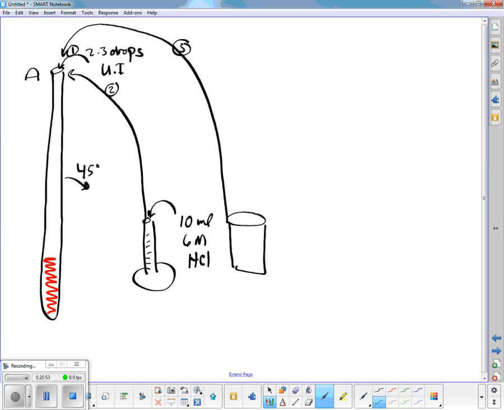You're going to get a strip of magnesium ribbon from me. You're going to weigh it, so I'm going to put it on a scale right here and we're going to weigh it. Once you've got it weighed, you're going to roll that into a spiral. So the magnesium ribbon, just roll it into a spiral.